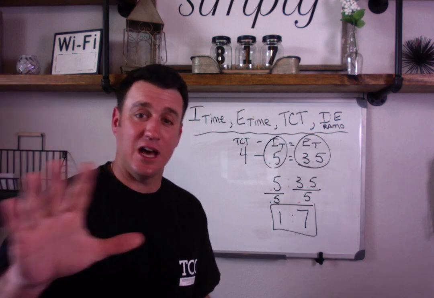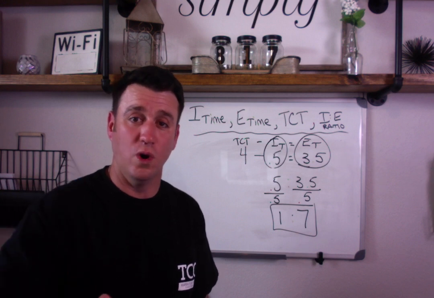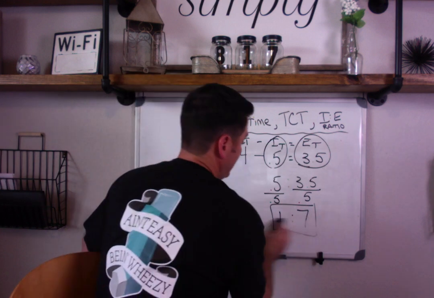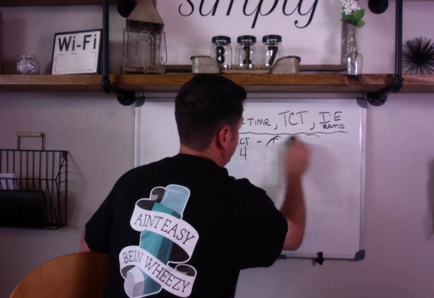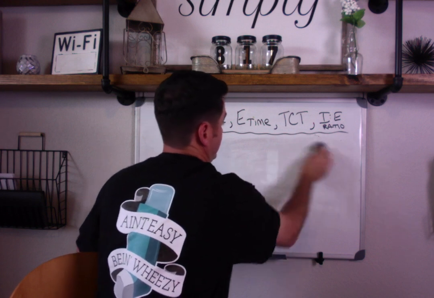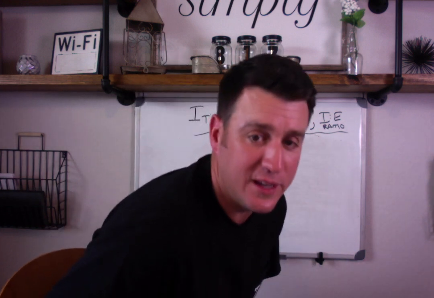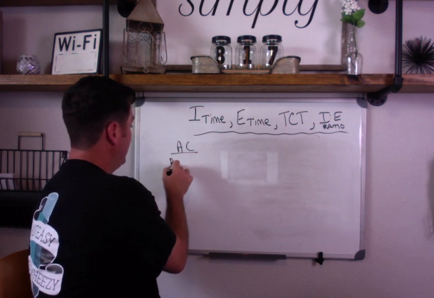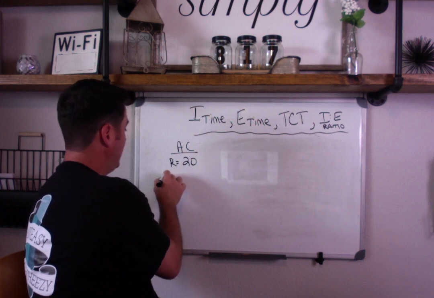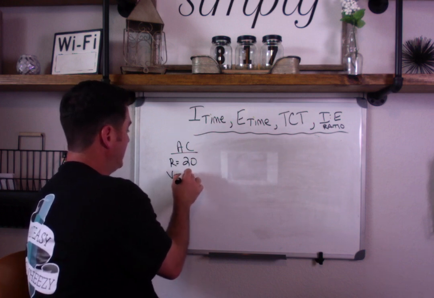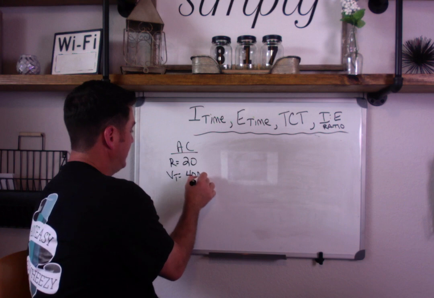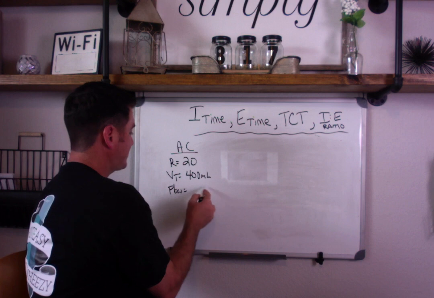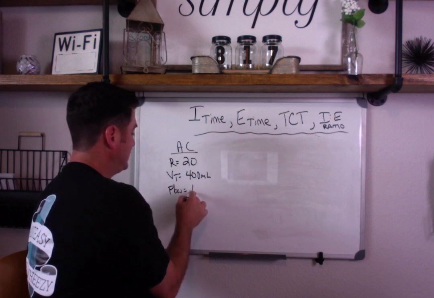Now, as I said a lot, in about 16 minutes, I'm going to do one example and let you see how this all plays together, okay? So, what we're going to do here is, let's just say we're on AC with a rate of 20, a tidal volume of, let's say, 400 mLs, let's say a flow of, let's just say 60 liters per minute.